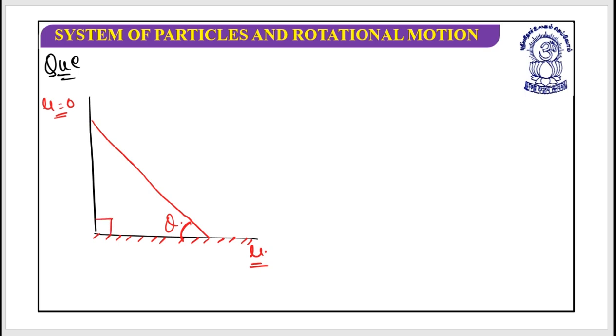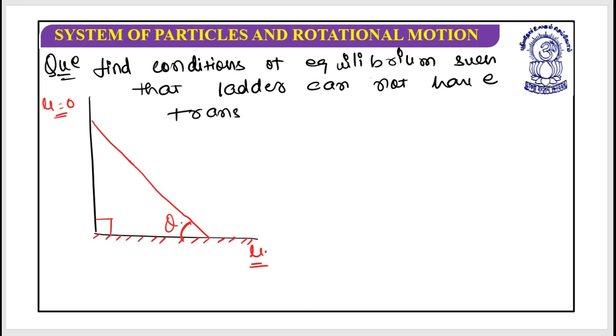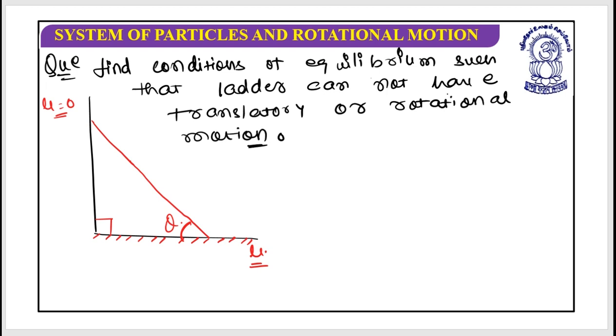So the question is: find the condition of equilibrium such that the ladder cannot have translatory or rotational motion. So this is the situation. How will we do this?